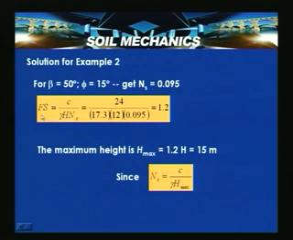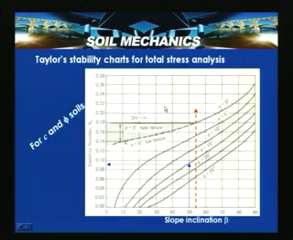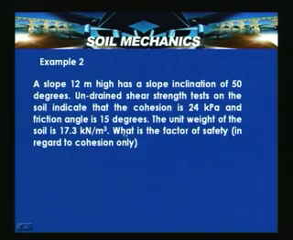So, factor of safety is equal to C divided by gamma H Ns. Ns is the stability number, which is obtained as 0.095 based on the given data. So, 24 divided by 17.3 into 12 into 0.095 yields a factor of safety of 1.2. That is what we are required to determine in this problem: the factor of safety in regard to cohesion only.